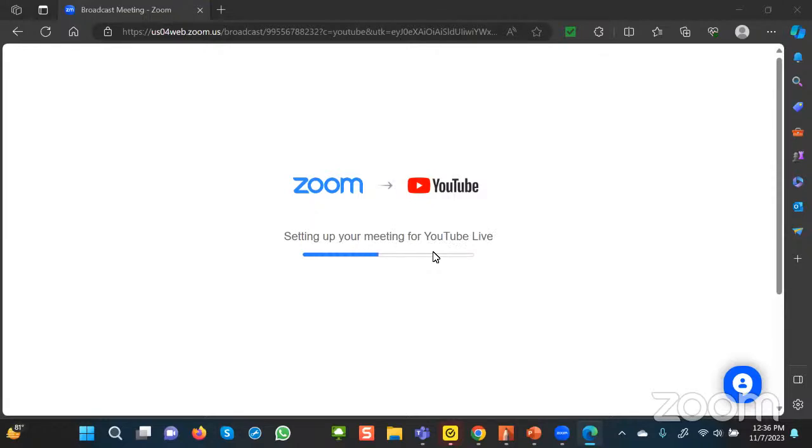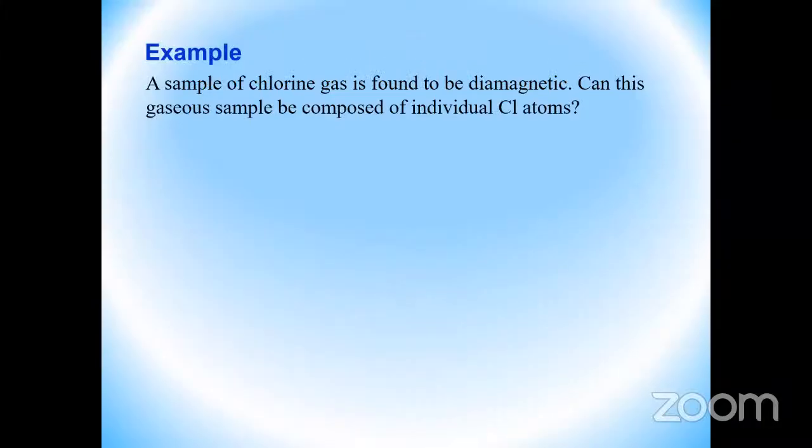All right, so going back to the PowerPoint and the question in the PowerPoint. The question says, a sample of chlorine gas is found to be diamagnetic. Can this gaseous sample be composed of individual chlorine atoms? Well, basically, if you think about the chlorine atom and the electronic configuration of chlorine, it is 1s2, 2s2.